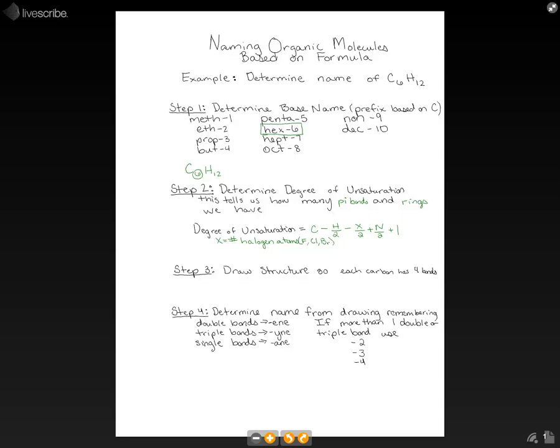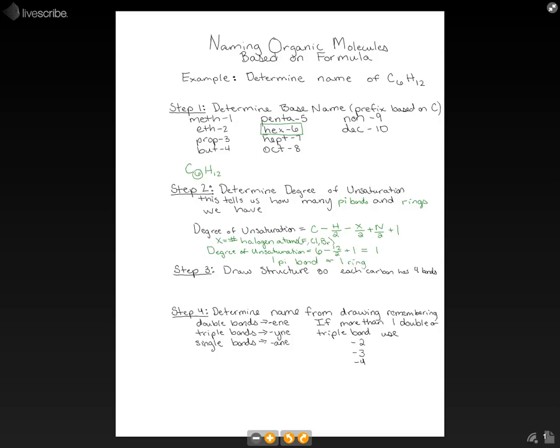So for ours, we're going to plug it in. Our degree of unsaturation is going to equal the number of carbon atoms. We already said that was 6, minus the number of hydrogen, which was 12, divided by 2. And then we have no halogen atoms or nitrogen. So then we just add plus 1, and that gives us a total of 1. So we have 1 degree of unsaturation. That tells us that we have 1 pi bond or 1 ring.